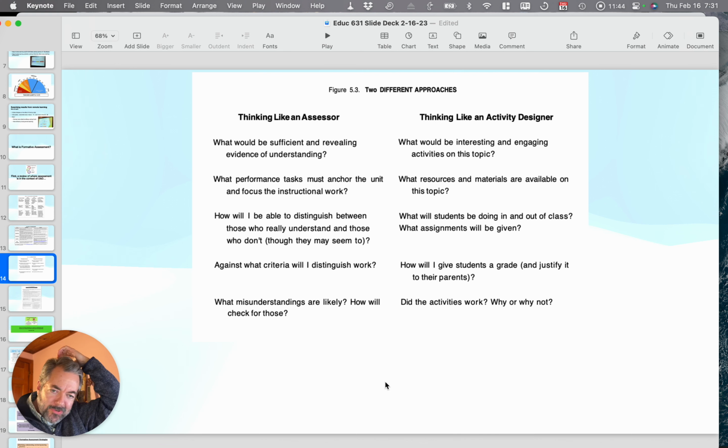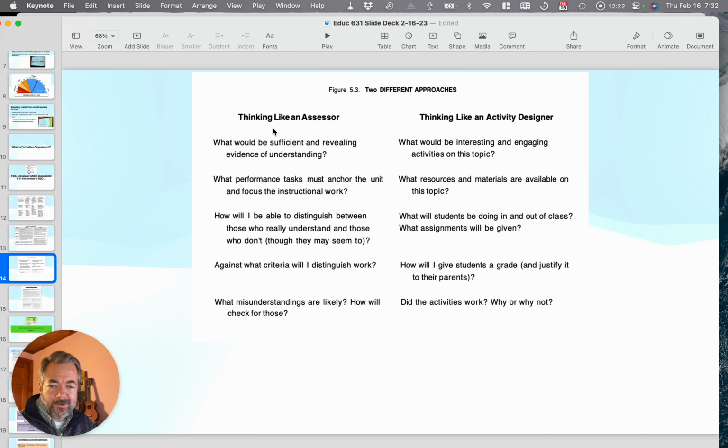This chart is kind of neat too, because it looks at 2 different approaches. The one on the left is really thinking like an assessor. This kind of sums up formative assessment, really, because assessment, as you know, is not just the quiz or the test or the benchmark or the RTI type of assessment or NWEA or DIBELS or any of those things. Those aren't really formative. I mean, they can be used formatively. So if you get a DIBELS test back and you find something specific in the area of phonics or vocabulary that a student just isn't getting, that's formative, right?